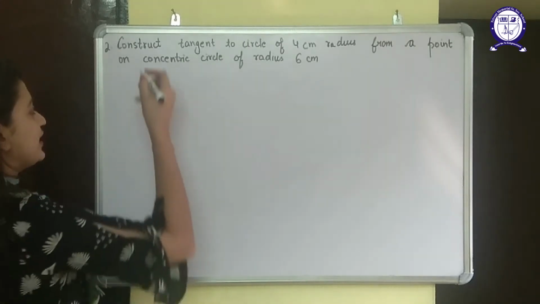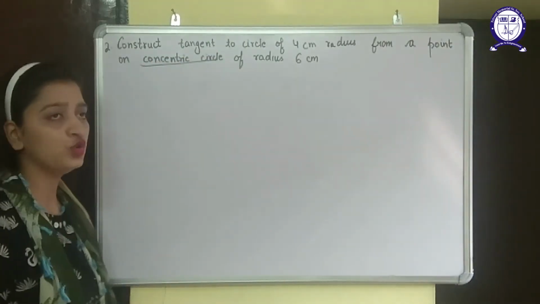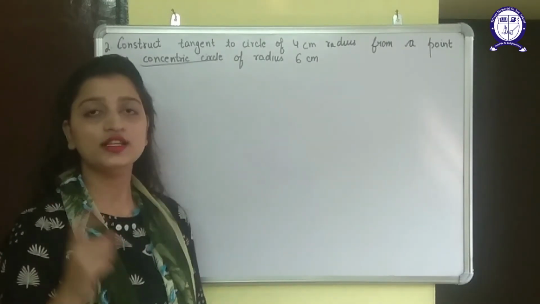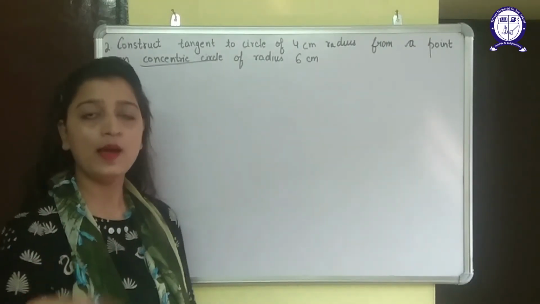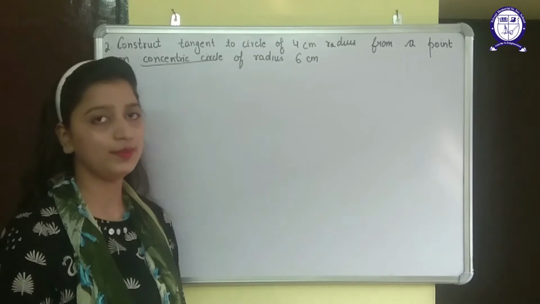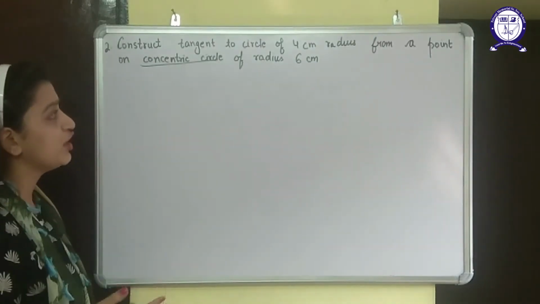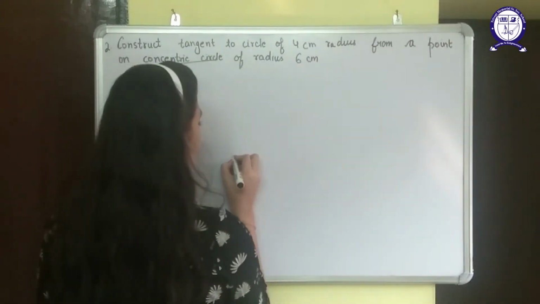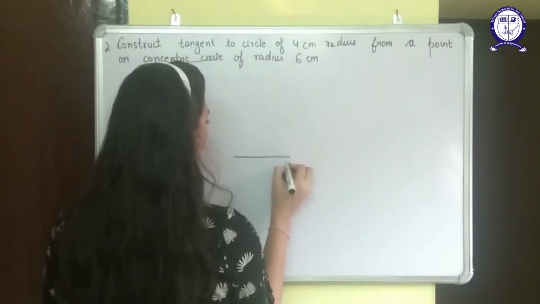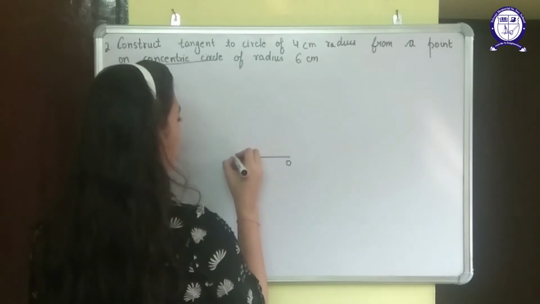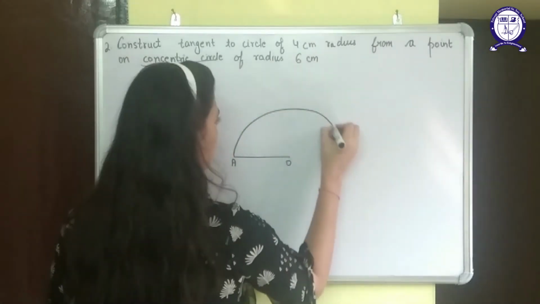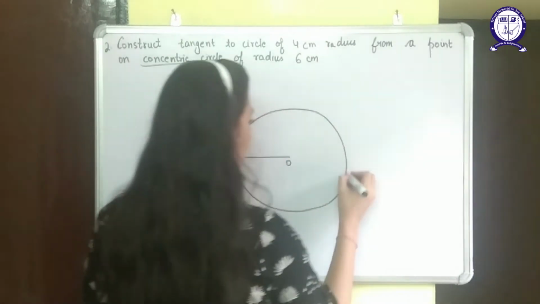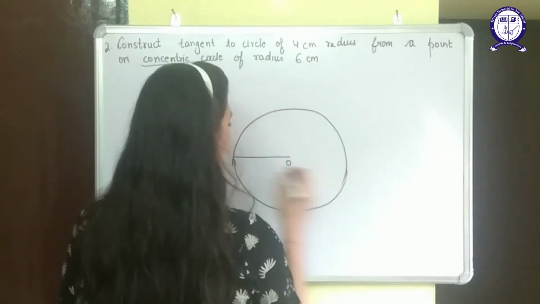Now what is a concentric circle? Two or three or more circles with the same center. Their radius can vary, but the center will be the same. So first of all, we will draw a circle of 4 cm radius, and you will know how to draw that. Draw a line OA of 4 cm and draw the circle. Okay, this is my circle of 4 cm.